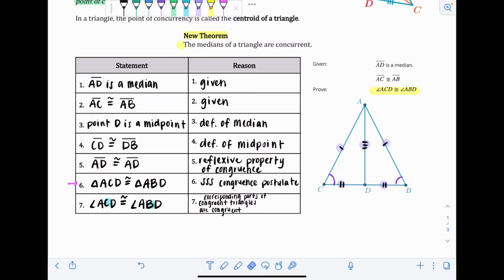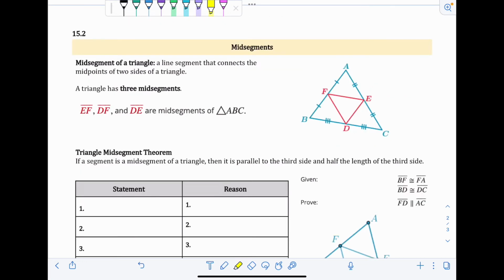And then that's the last part of 15.1, so we're going to move on to 15.2. 15.2 is about midsegments. So starting up at the top, a midsegment of a triangle is a line segment that connects the midpoints of two sides of the triangle.